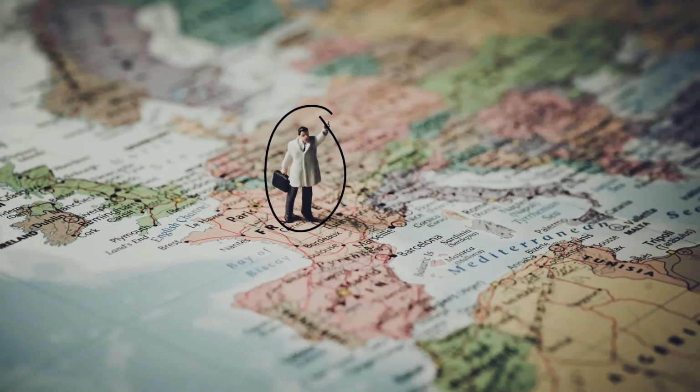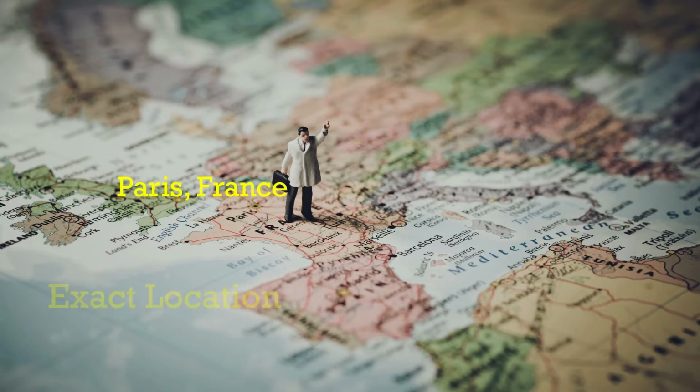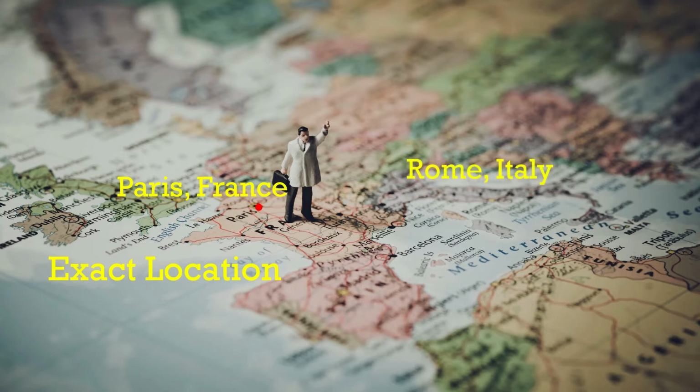Let's look at a scenario. Imagine you live in Paris, France. This is your exact location, so we can indicate this by putting a point on the map. You then travel to Rome, Italy for vacation. This is another exact location, so it can be represented by a point as well.